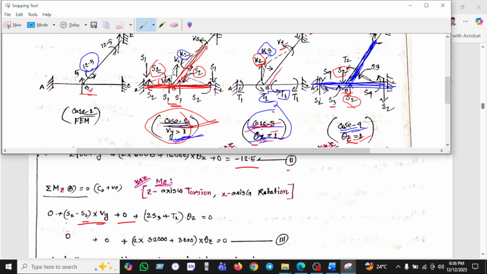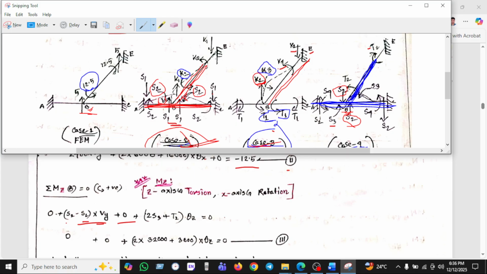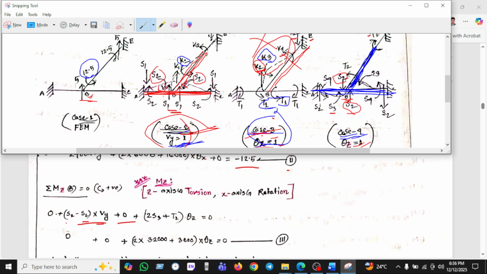So these are the z axis. There is no torsion. I have been seeing K2, K3, K2, K3. That's why we could not use any data, because there is no torsion. We are calculating the moment z, so it will be z axis torsion.